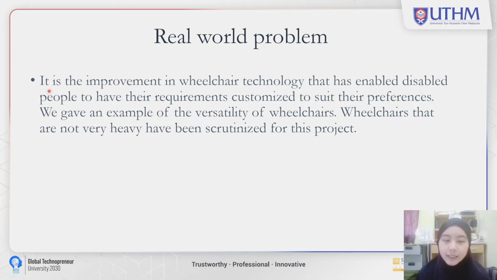Next, it is the improvement in wheelchair technology that has enabled disabled people to have their requirements customized to suit their preference. We gave an example of the versatility of wheelchairs. Wheelchairs that are not very heavy have been scrutinized for this project.